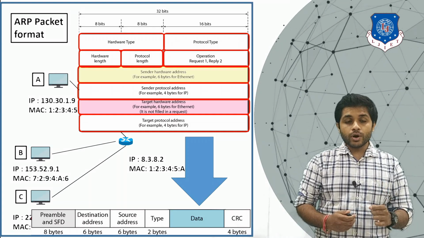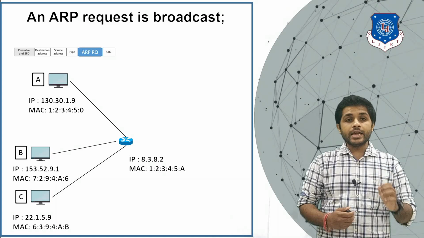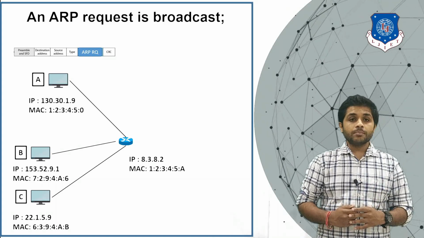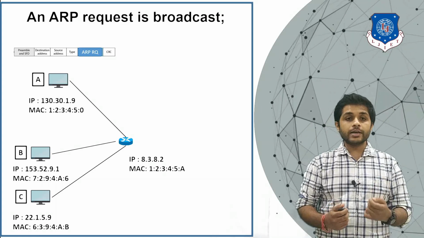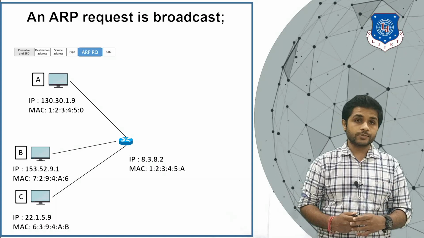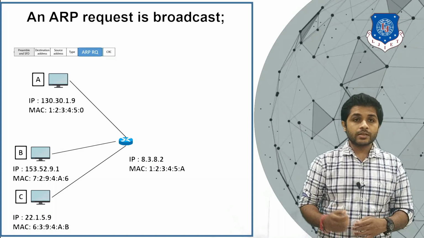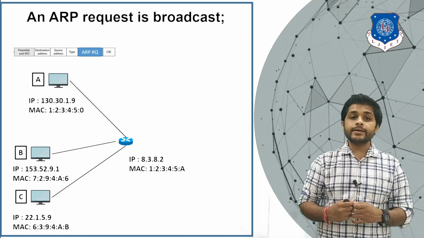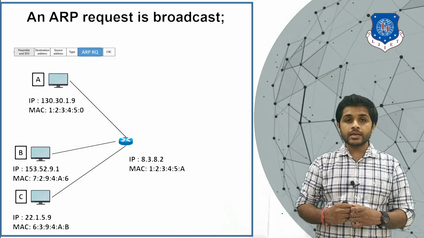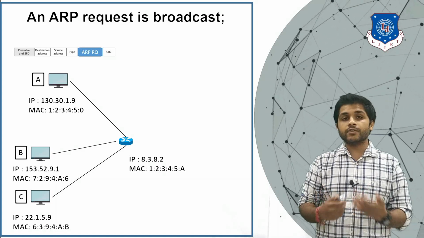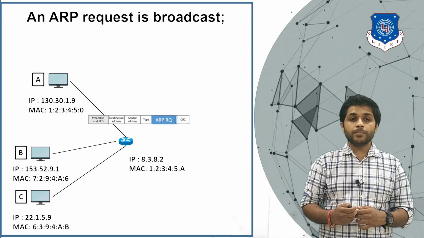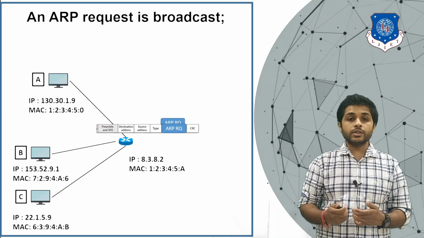Now always remember that an ARP request is broadcast. Why is the ARP request broadcast? Because A doesn't know the hardware address of the destination, so A will forward the request to all the devices. A will send the ARP request, which is generated in the network layer, encapsulated in the frame in the data link layer, and then it will be forwarded. So the ARP request is broadcast, and A will broadcast the request to all the devices.